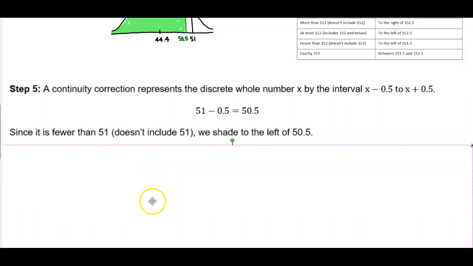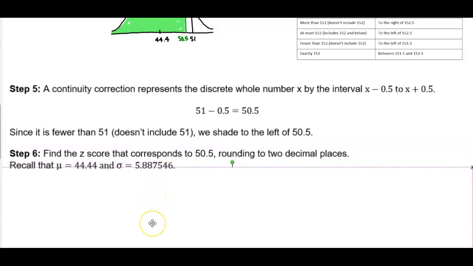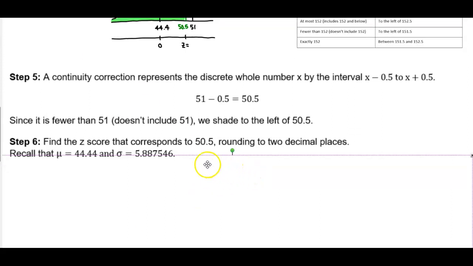Okay, so now what we want to do is find the z-score that's associated with that. So remember that you want the z-scale. We know that this is 0. We want to find out what is the z-score that's associated with 50.5, and then round that to 2 decimal places.